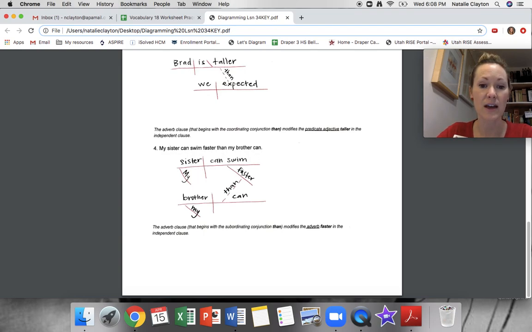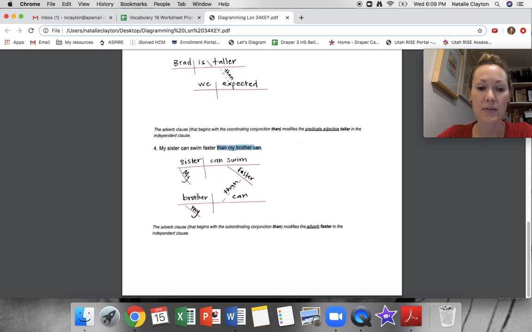How can she swim faster? This is an adverb. How is she swimming? How can she swim? Because remember, adverbs modify verbs, adjectives, or another adverb. So it's modifying this adverb. So whose sister? My sister. She can swim faster. So this is our independent clause. And then we have our dependent clause or subordinate clause connected by this. Than is a subordinating conjunction.